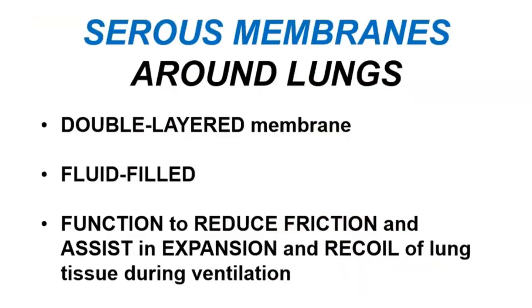So now we will take a moment and examine the serous membranes that are around the lungs. The serous membranes are double-layered membranes that are fluid-filled, very similar to the pericardial sac that we saw that surrounds the heart. What functions do the serous membranes have? So we see that they reduce friction between the lungs and the thoracic cavity, and they also assist in the expansion and the recoil of the lungs during breathing, which we're going to explore in a little bit more detail in later parts of this module.